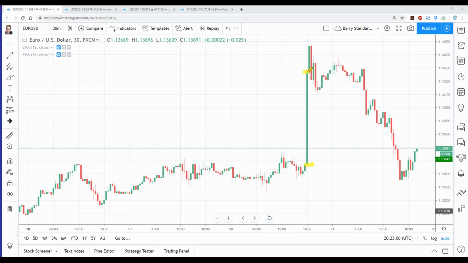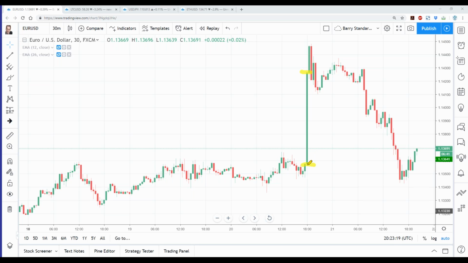But what we do is we saw this big candle. Forget the size of this candle. There's something very unique about this candle. You see what it is? There is no bottom wick and there's no top wick. This is why it's called a Marubozu. A Marubozu has no wicks.